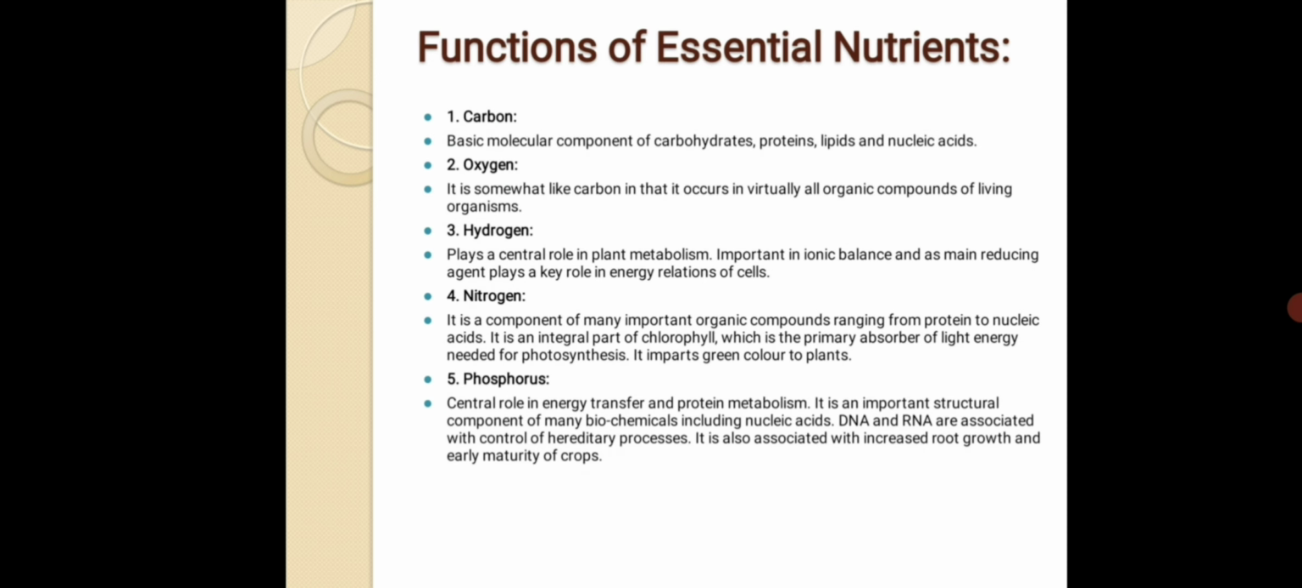Okay. Then functions of essential nutrients. Number 1, carbon. Carbon is essential for each and every living organism. The basic molecular component is carbon. Carbon is a component of carbohydrates, proteins, and lipids. Then oxygen. Like carbon, oxygen is also important for all living organisms. Next, hydrogen. Hydrogen plays a major role in plant metabolism, ionic balance, and as a reducing agent, playing a key role in energy release of cells.